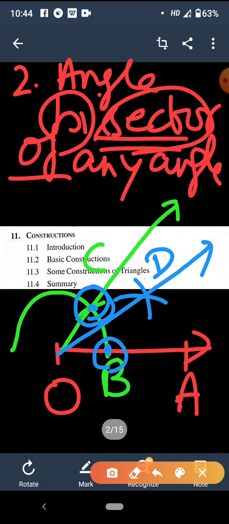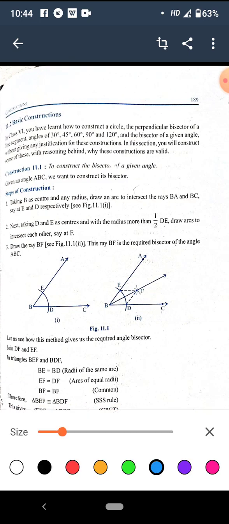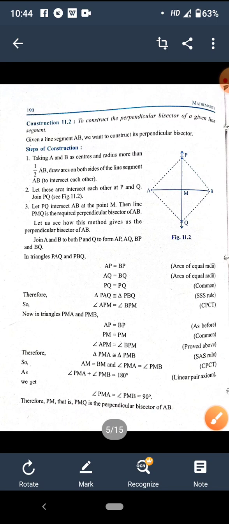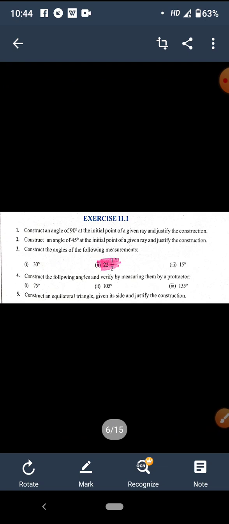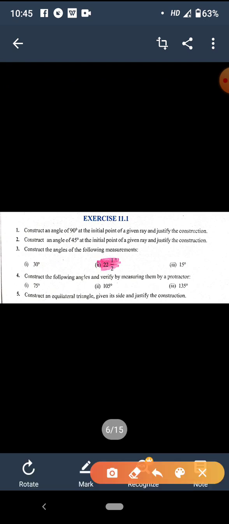Remember that you must not change the radius, and you have to take the extreme points of the angle and prepare the bisector with them. So these two basic constructions we have discussed: the first one is the bisector of a given angle, then the perpendicular bisector. Then I discussed exercise 11.1, question number 1. Now we will discuss question number 2.